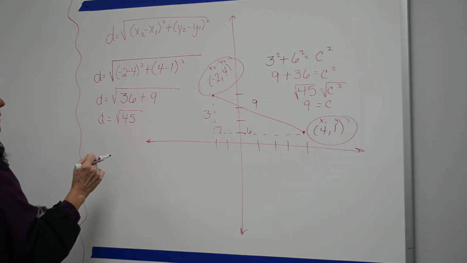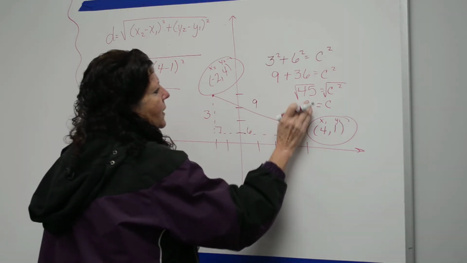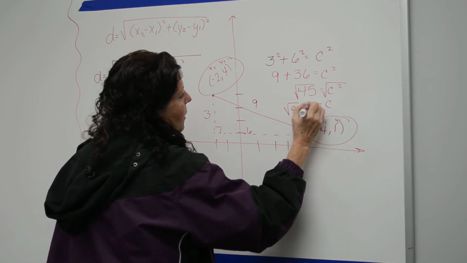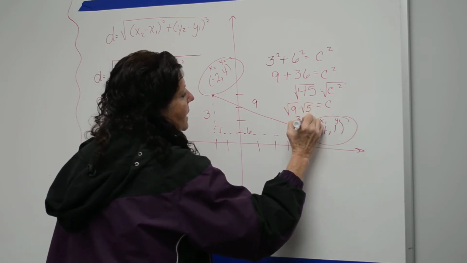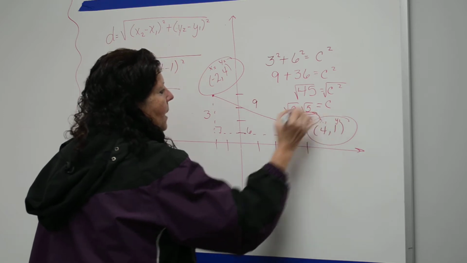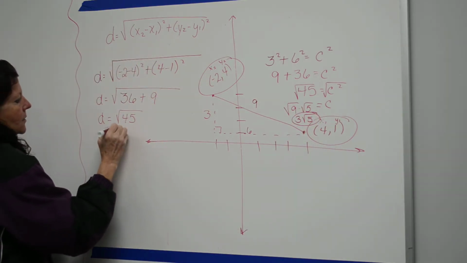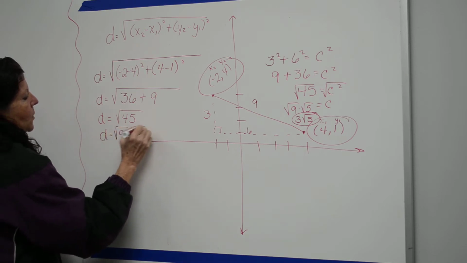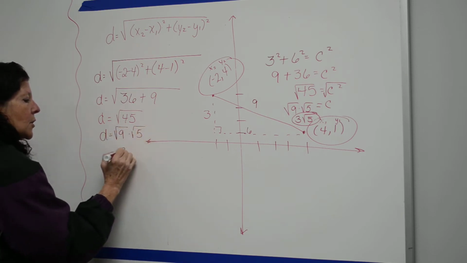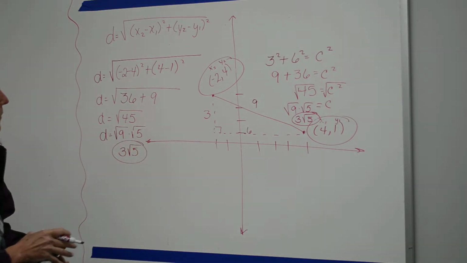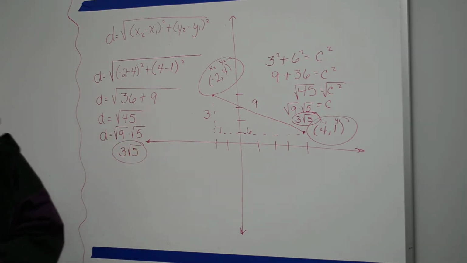Okay, the square root of 45, and I'm not sure how I got 9 out of that, because it's the square root of 9 times the square root of 5. So it would be 3 times the square root of 5, my mistake. Over here, same thing: the square root of 9 times the square root of 5 is 3 times the square root of 5. Don't forget to break it down as far as you can go.